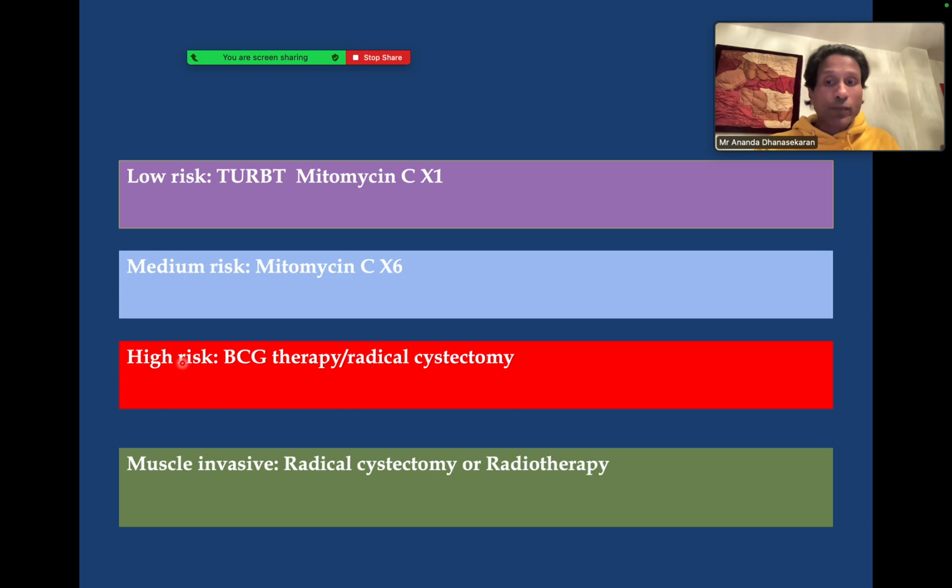If it's a high risk patient, there is a therapy known as BCG therapy, or very rarely the patient may even go for radical cystectomy. Cystectomy means, as I said, cysto means bladder. Cystectomy means removal of the bladder.